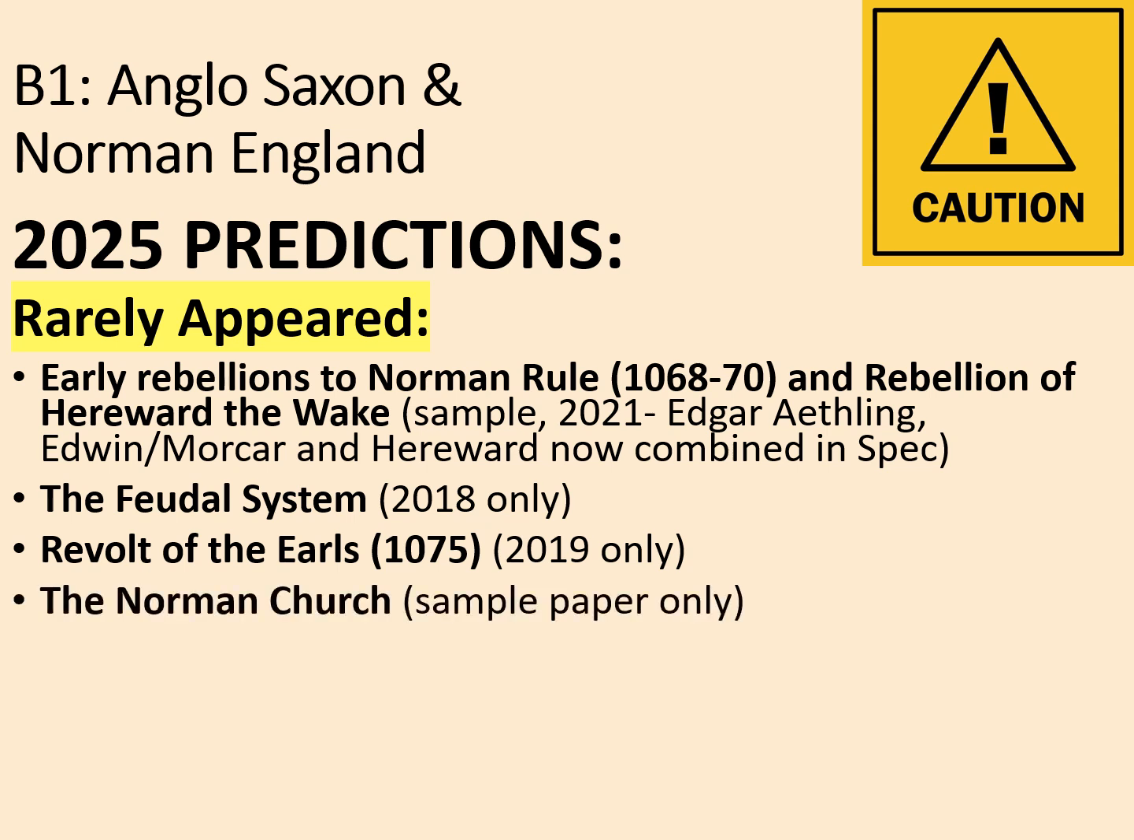The Norman Church has only appeared in a sample paper, which I find really surprising. So looking over what Lanfranc did with the church would probably be a really good idea, and how William both got the church's support and also used the church to help control England. So again, a recommendation to have a look at that.